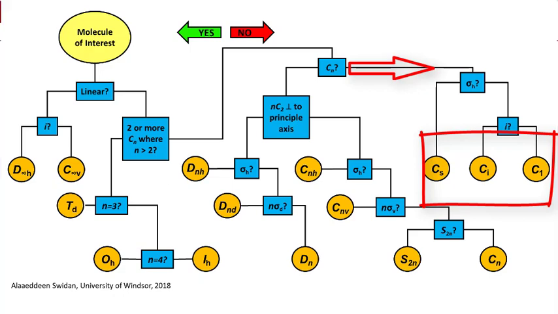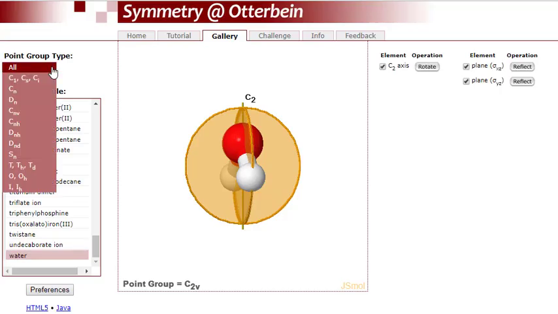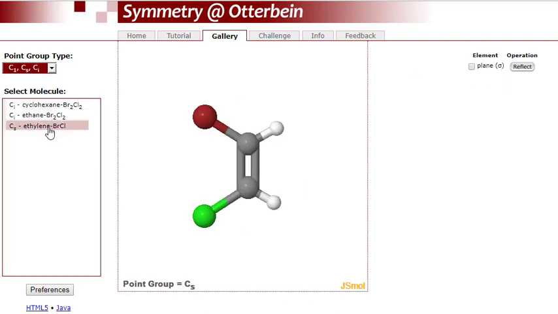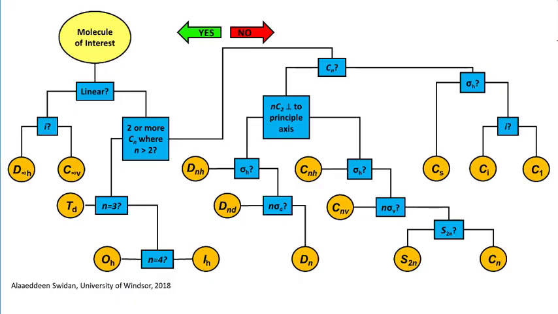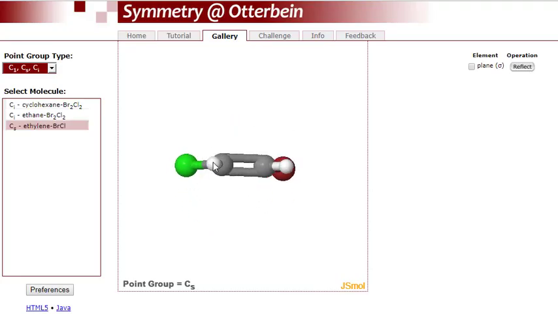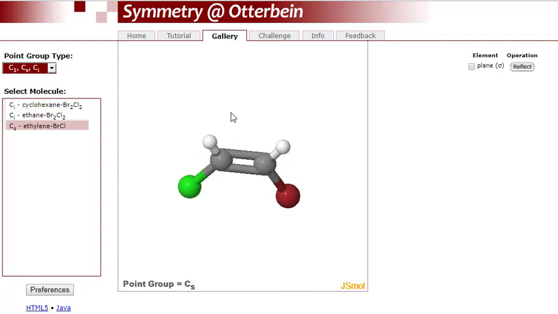Let's take a look at the website. So we have the case where we have CS. So CS means that there is a mirror plane in the compound. There's no rotation, but there is a mirror plane. So if we take a look here, there is no way you can rotate this compound. If you rotate here by 180 degrees, the bromine would go in the place of the chlorine, and the chlorine would go in the place of the bromine, so it's not the same compound anymore.